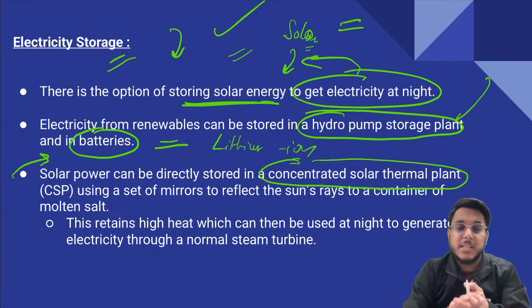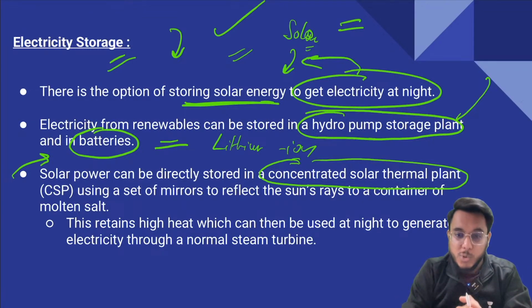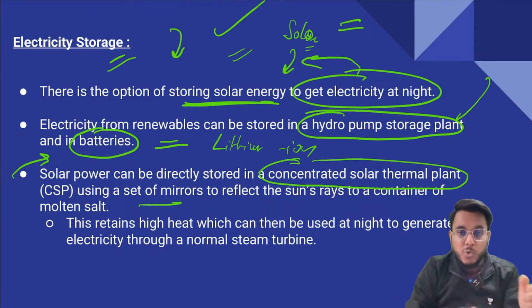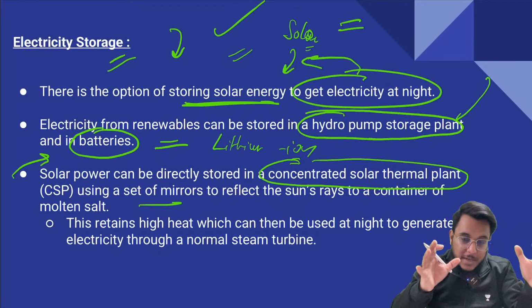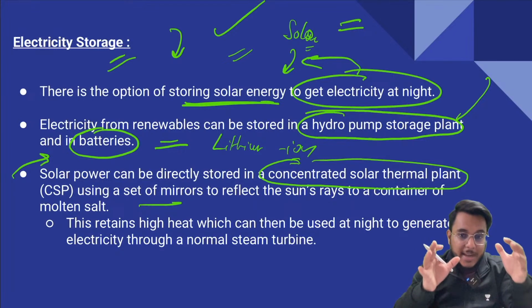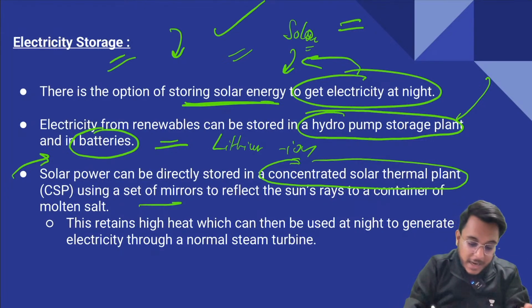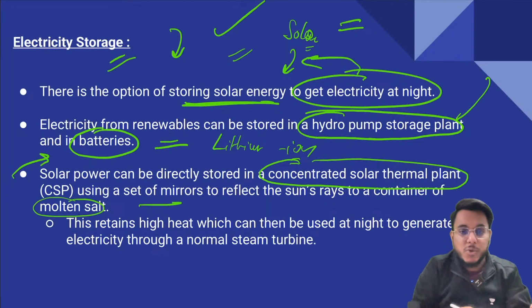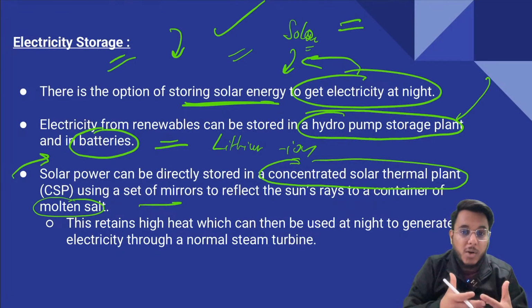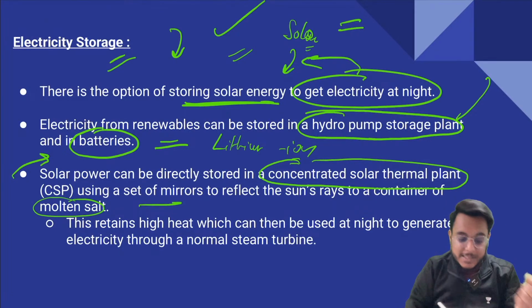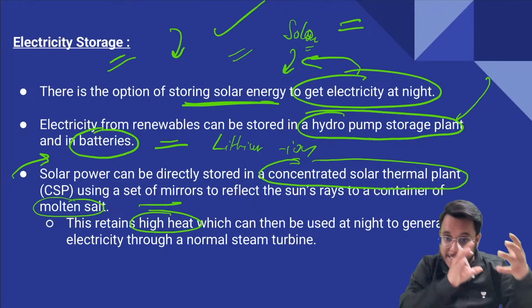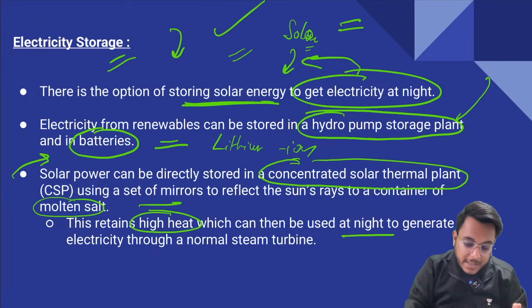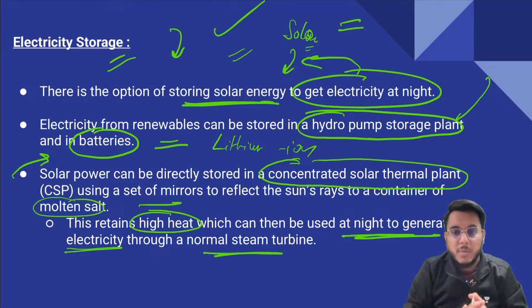Now what are concentrated solar thermal plants? Basically, mirrors can be used. By the mirrors, concentrated solar rays can be directed into a container which contains molten salt. This molten salt has a capacity to retain heat, and as it can retain the heat, this heat can be used at night to generate electricity through the normal steam turbine.